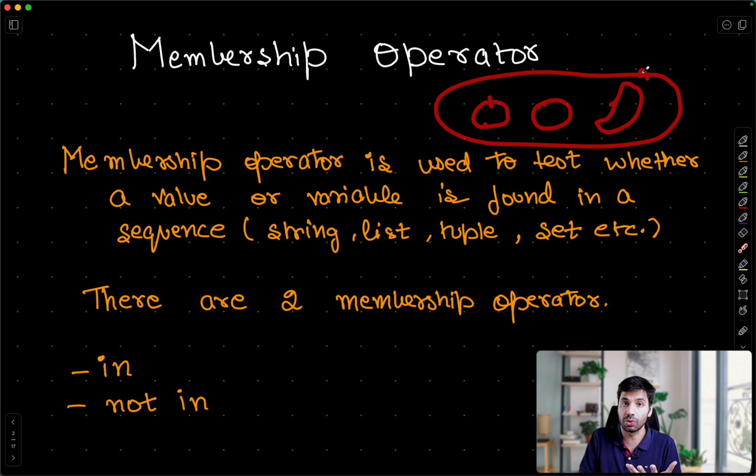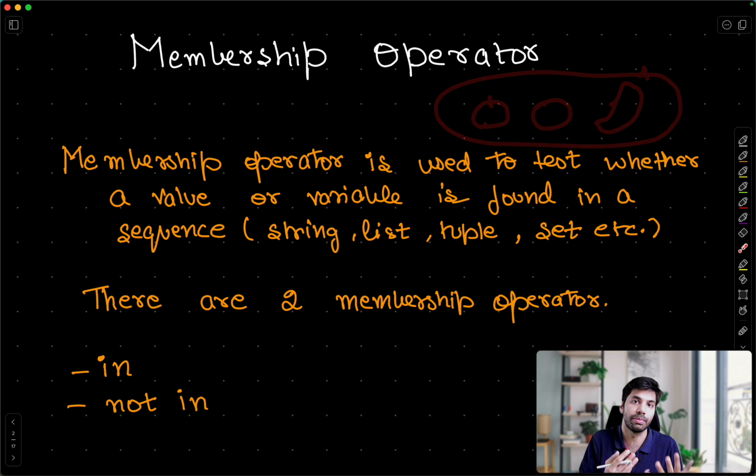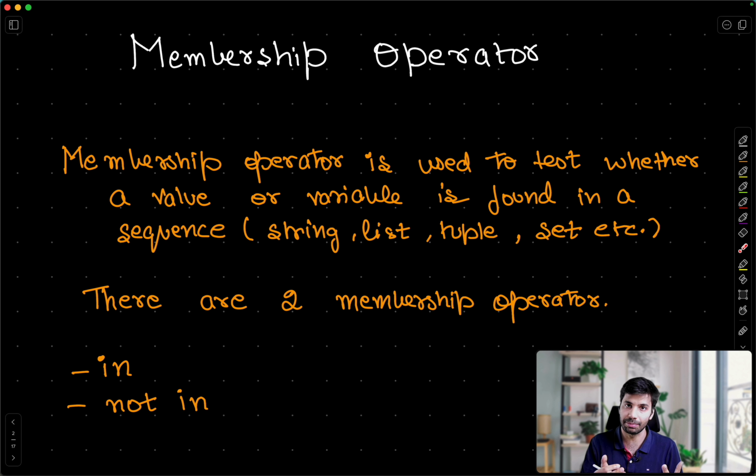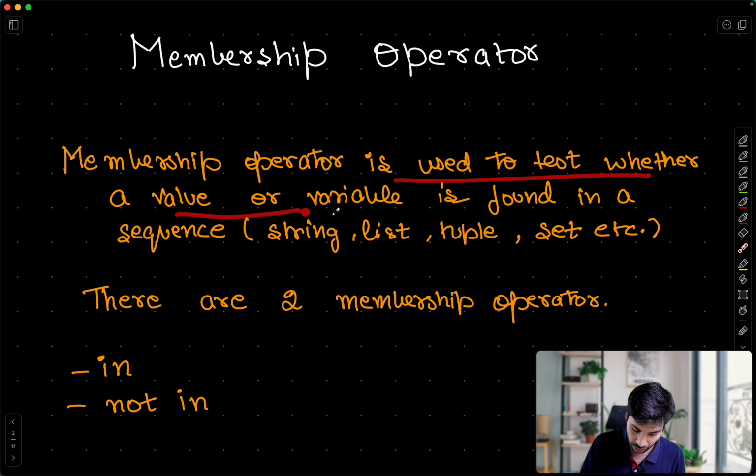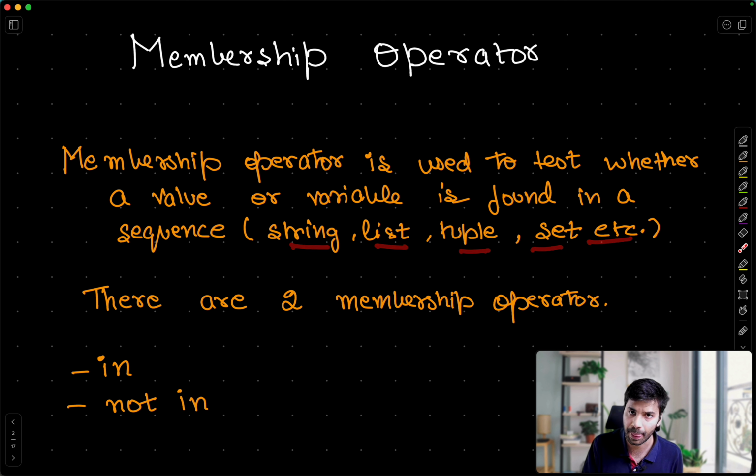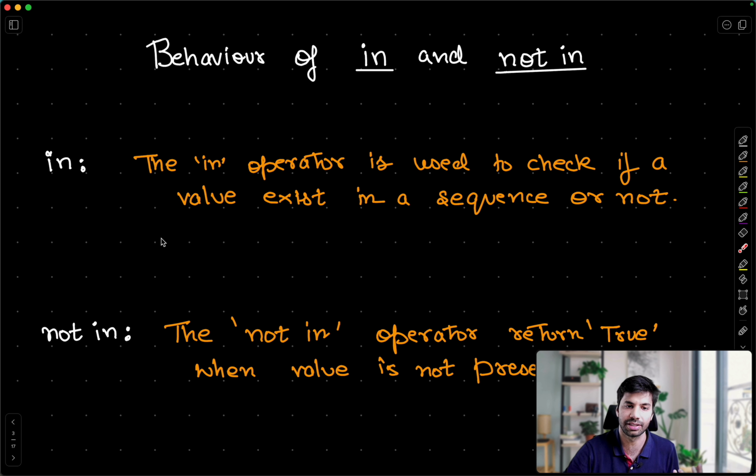Now if I ask you if banana is in this sequence, you're going to say yes. But if I ask if watermelon is there, your answer is going to be no. The same thing in Python is achieved by the membership operator, which tests whether a value or a variable is found in a sequence. A sequence can be a string, list, tuple, set, etc. There are two membership operators, in and not in. I think it's pretty intuitive, but let's understand them.